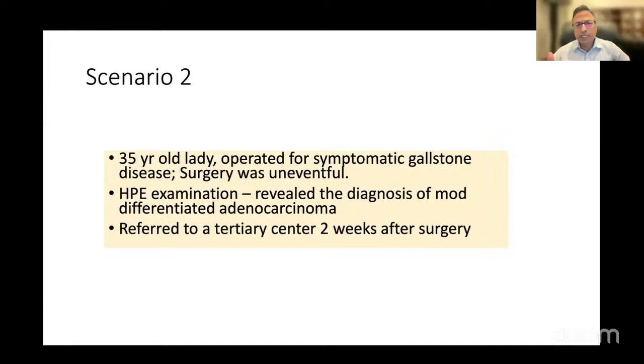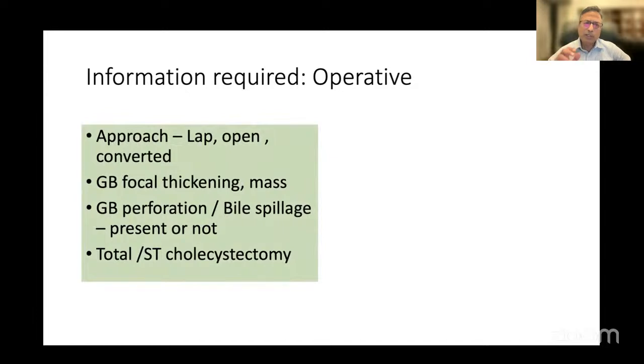This is the true incidental, that is, histopathology revealed the diagnosis, and this patient is referred to a tertiary center 2 weeks after surgery. And this is the more common scenario which we see most of the time. Now, in this, it is very important that appropriate information is gathered or supplied by the referring physician and surgeon. So you need to get all this information. What was the approach for surgery? Was it a conversion? On examination, was there any focal thickening or mass?